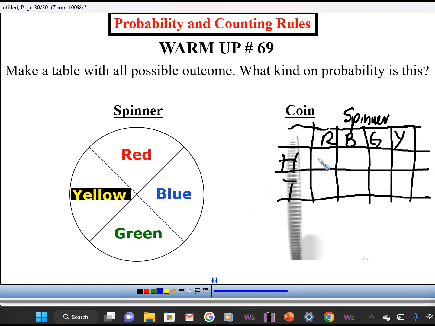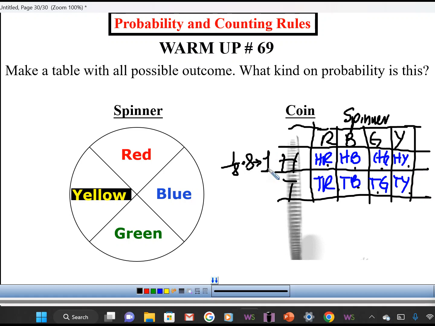Eric, what do I do? HR, HB, HG, and HY, TR, TB, TG, and TY. All right. So, what are our probabilities? 1/8. Okay. So is it safe to say that all of them are 1/8? So 1/8, 1/8, 1/8, 1/8, 1/8. How many of them? 8 of them. So at the end we need to get what? The probability of 1. Is that correct?